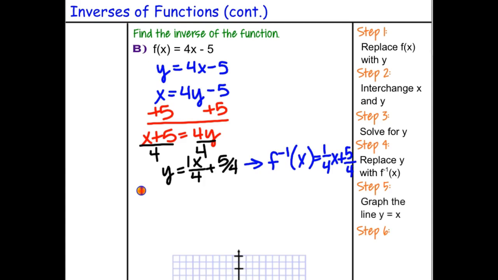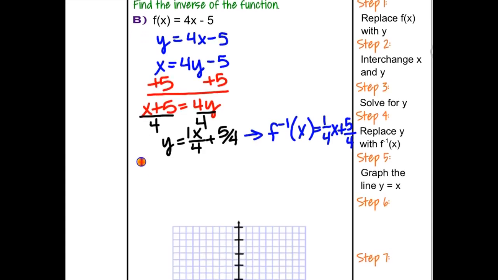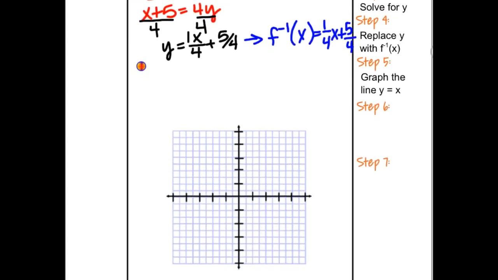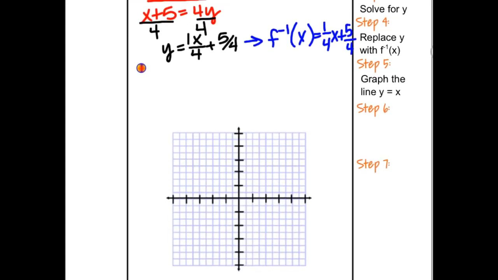Step 5, graph the line y equals x. We're going to graph the line y equals x, and there's a reason for this. So I'm going to graph this dotted line, and it just connects the corners of each other. Step 6, graph your function and the inverse.